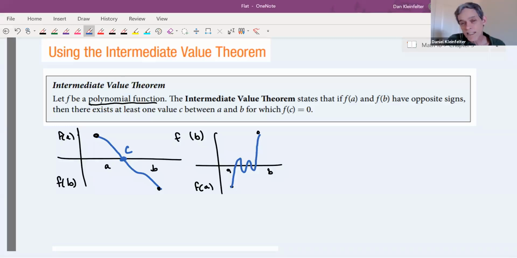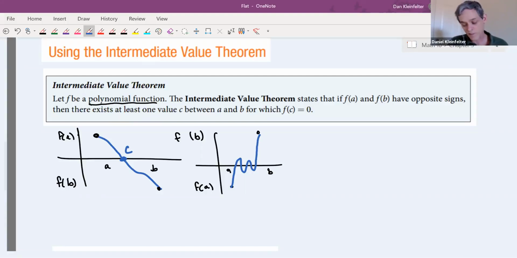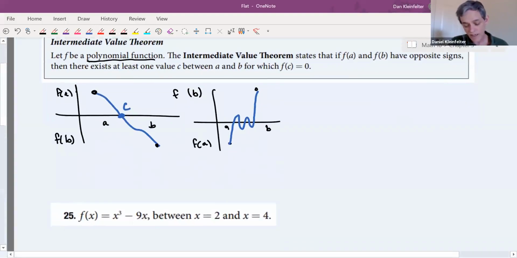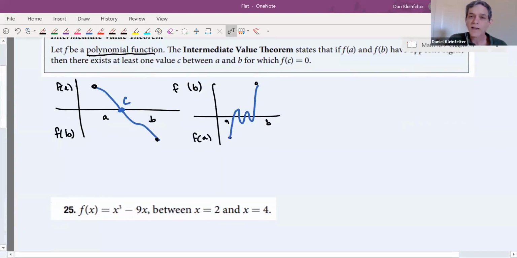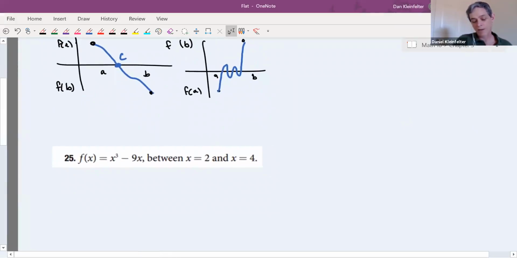The version of this that appears in a calculus class is more relaxed. It isn't necessarily a polynomial function. It's any continuous function, and then there's a little bit more to it than that. But basically, the version of it that we learn in this class is just for polynomial functions. And we can use that to help us figure out that there's zeros of polynomials in certain intervals. So we're going to try that right here.